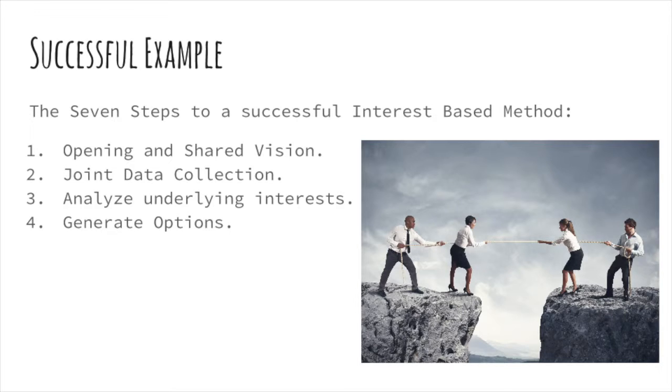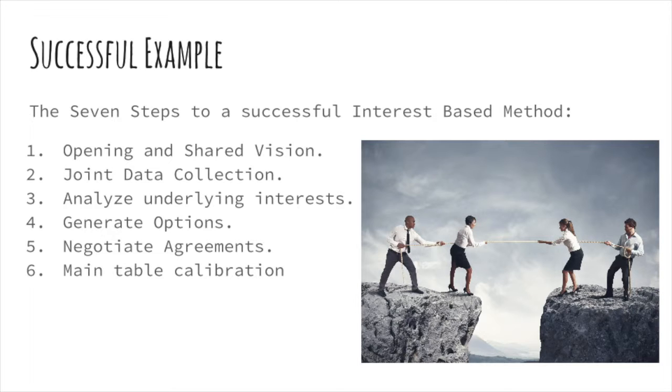Step 4. Generate options. Both sides will engage in full brainstorming of options on each issue. Step 5. Negotiate agreements. After discussing the elements of a shared vision, data, interests, and options, parties will then engage in the bargaining towards agreement on each issue.